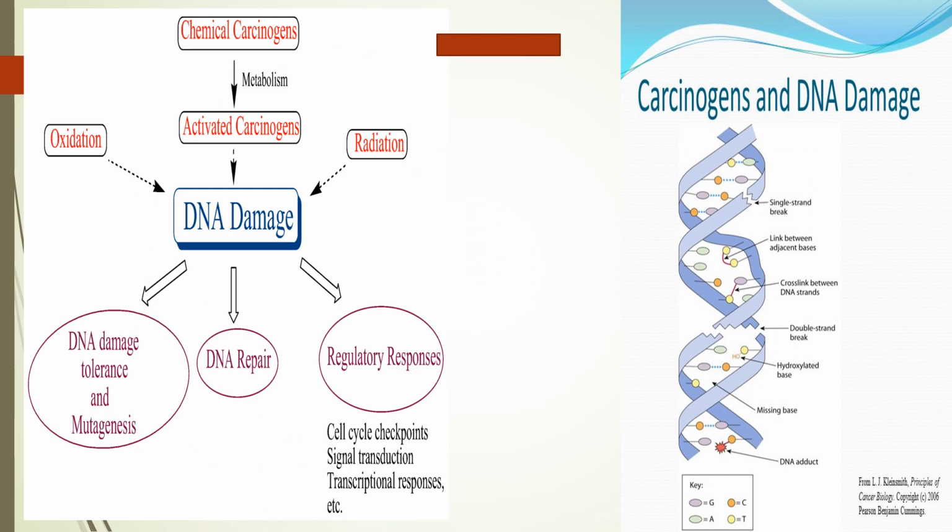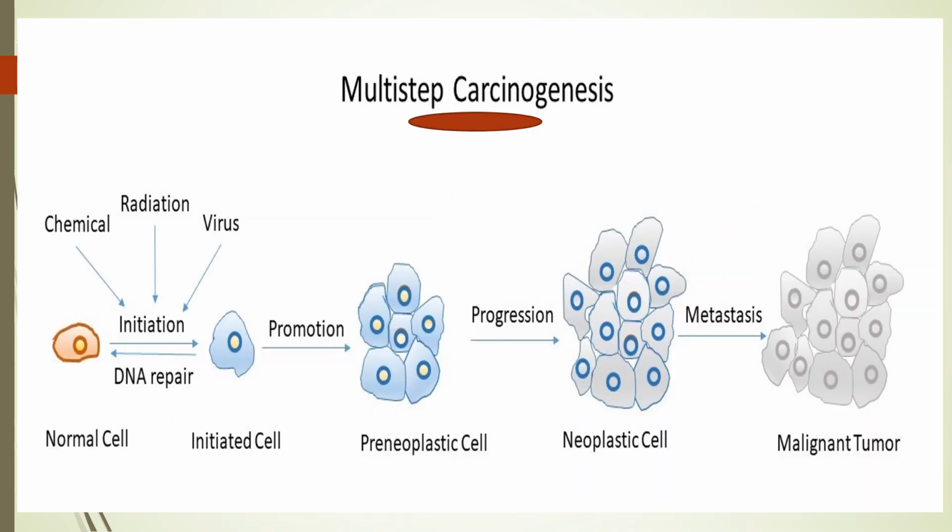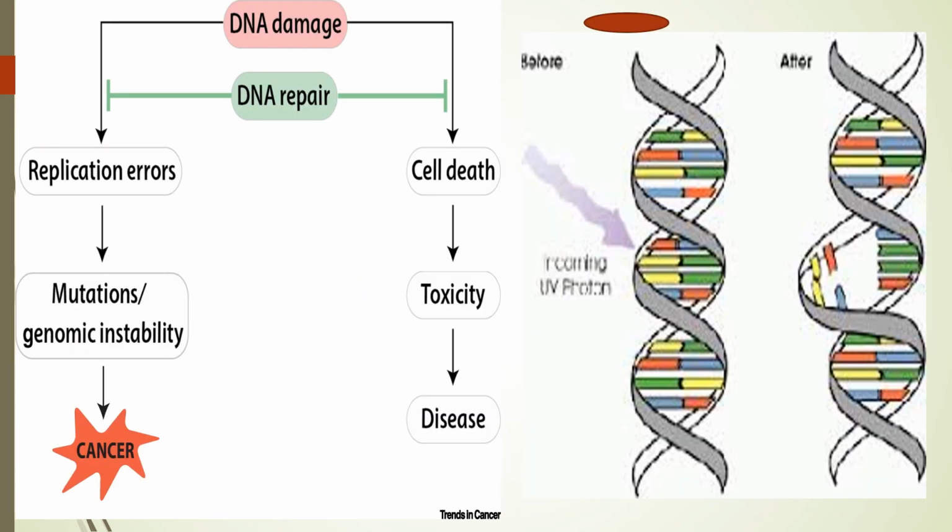So this is all the cycle we have called DNA damage. It is in a sort of table form. Multiple carcinogenesis. Again, it will be very easy for you to understand the DNA damage.